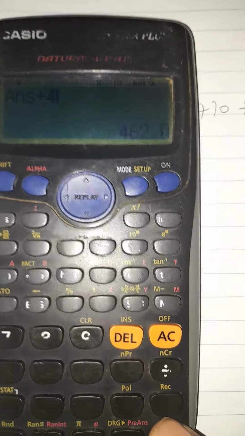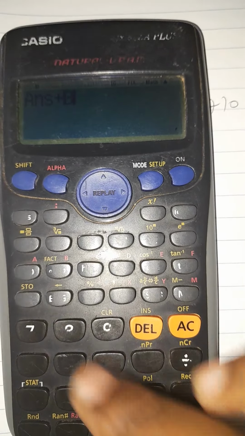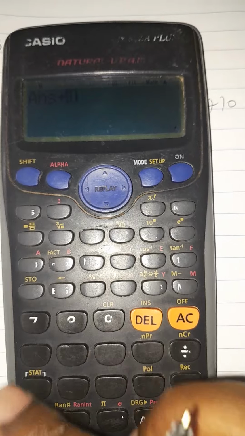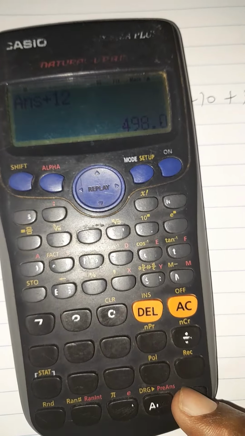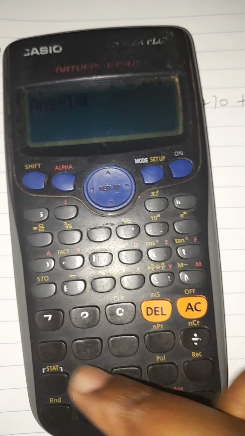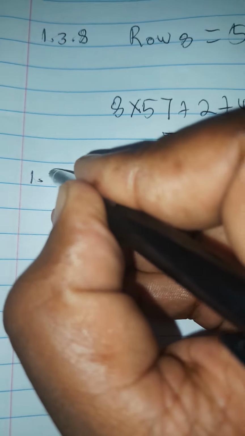Plus 4 plus 6 plus 8 plus 10 plus 12 plus 14. Oh, we should add by 14 here, sorry for that. Plus 14, so that gives us 512. So definitely this is correct. Right, then let's go to 1.3.9.